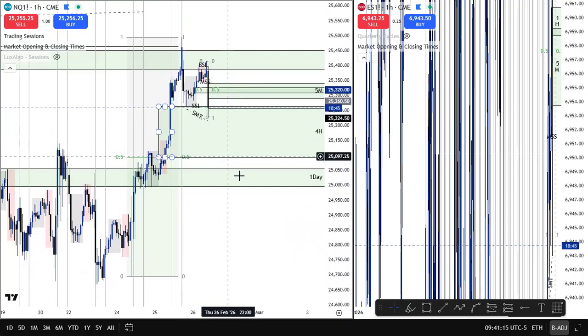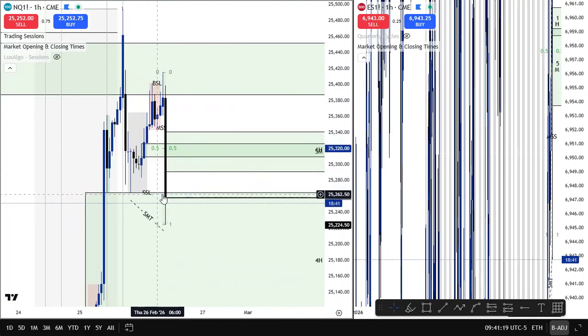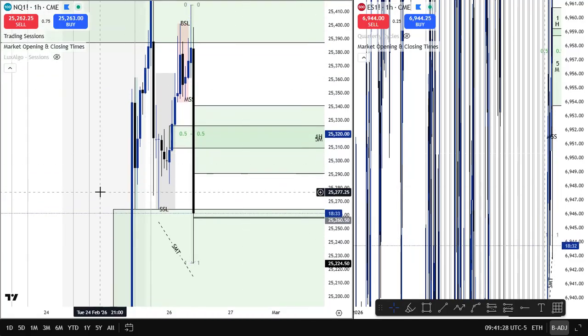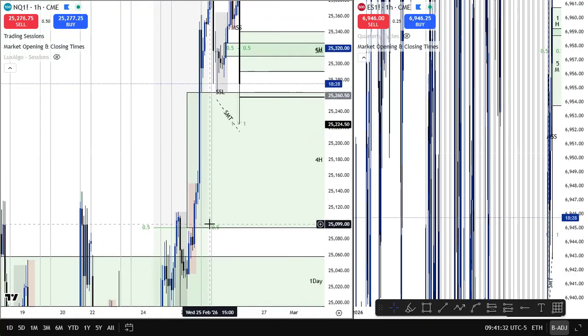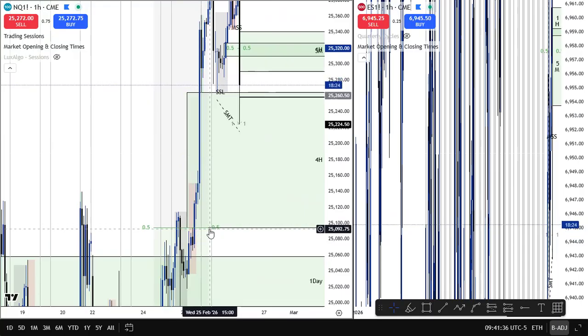But I also see that if the hourly will close below this zone, then it's more likely to be white with a 2 entry model to the downside. And in this case I expect price to come back, I would say till the 50% area.